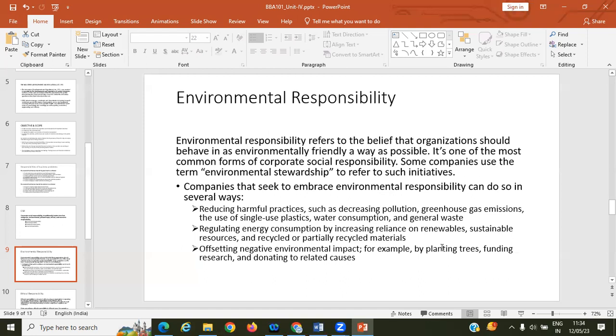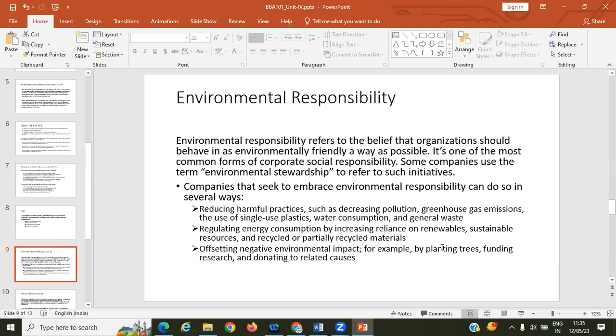Sustainable resources and recycled, particularly recycled materials. Offsetting negative environmental impact, for example, by planting trees, funding research, and donating related costs. So if you are donating, if you are planting trees, these are examples of you improving the environment surrounding you, by your factory.